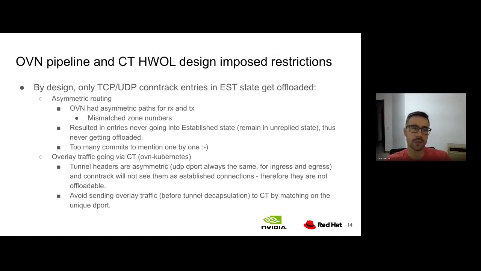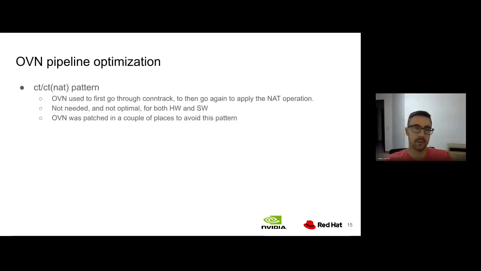And also, with OVN Kubernetes, their overlay traffic was going over CT just to understand if the traffic was meant for the host or to OVN. And CT is an expensive operation. And in this case, it was really bad for offloading because it's not offloadable actually, because tunnels, they always use a fixed destination port. And with that, the reply direction never matches the original one, so it doesn't go into established state. So as it's also a heavy operation for software data path, we updated it to now match on the destination port and not rely on CT for this.